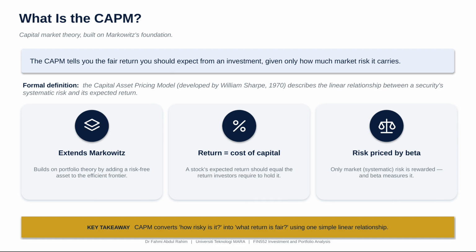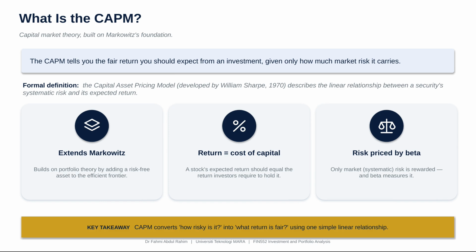So, what is the CAPM? Let me give you the plain idea first. In the blue box, the CAPM tells you the fair return you should expect from an investment, given only one thing, how much market risk it carries. That is its whole purpose, to turn a level of risk into a fair return.